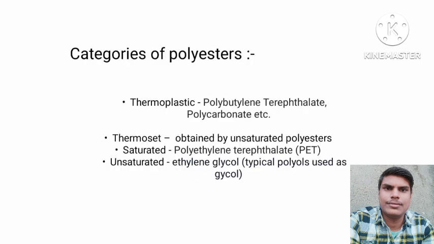Categories of polyester: thermoplastics, polybutylene terephthalate, polycarbonate, etc. Thermoset obtained by unsaturated polyesters. Saturated: polyethylene terephthalate, PET. Unsaturated: ethylene glycol, typically used as the glycol.